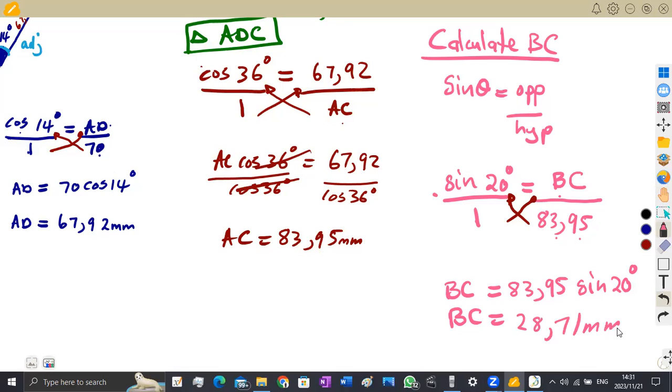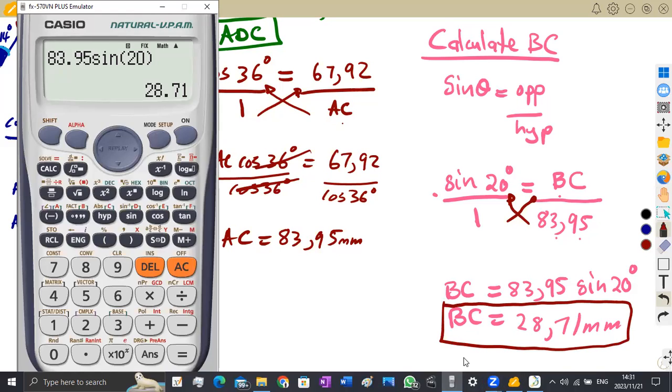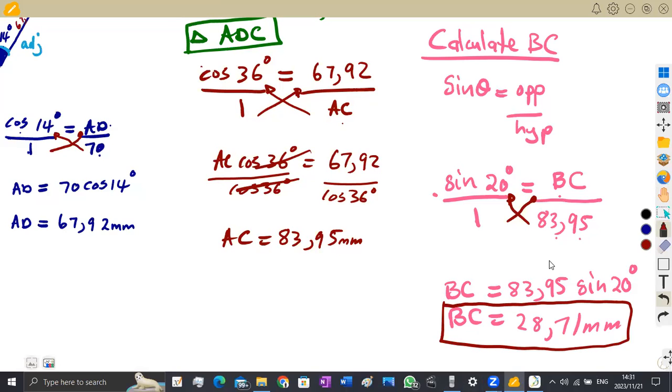28.71 millimeters. Like I said, we maintain the units that we have been given before. So this is in millimeters, and our answer also is going to be in millimeters, as you can see. So this is how you're supposed to answer this question.